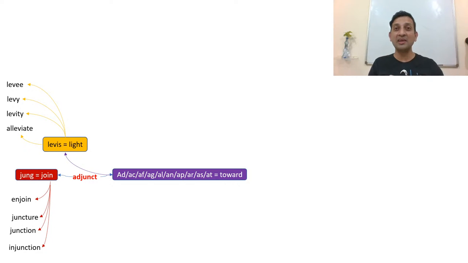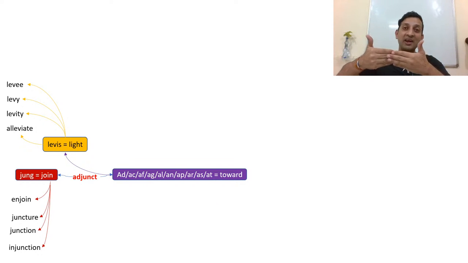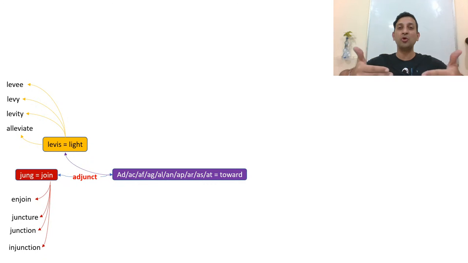The other levee is an embankment you create or build to hold back water from flooding into low-lying crop or low-lying areas. Such embankments to restrict water or to hold back water are called levees. Now again, how levis, light, became levee is a bit unclear. The word has gone through many iterations in its meaning, but it also comes from the same root.